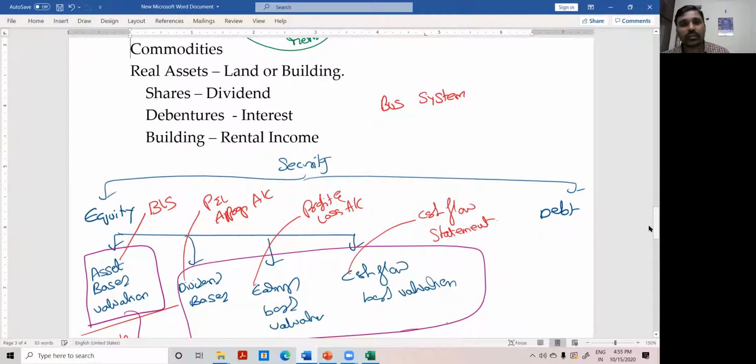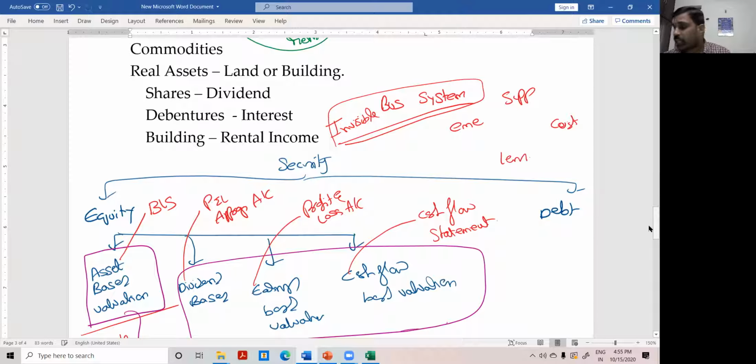The difference between one business and another business is their business system. Invisible business system. Sir, why are you calling it an invisible business system? Because this invisible business system talks about the interrelation between the elements of the business. What are the interrelated elements? Employees, suppliers, customers, lenders. The relationship of the company with these is what drives the business.